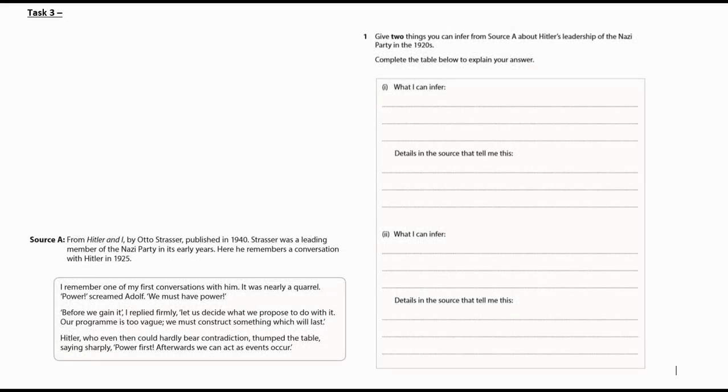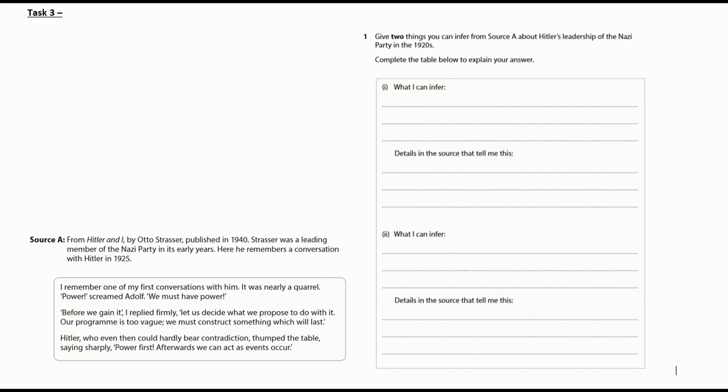Okay, so now we're going to move on to task 3, which you can see here is an inference question. Now you'll see in the exam, because this is a screenshot directly from the exam paper, that you actually get a little set of starter prompts for your answer. So you get "what I can infer", one thing, "details in the source that tell me this", the other thing I can infer, "details in the source that tell me this". So you've got a little structure there to help you.